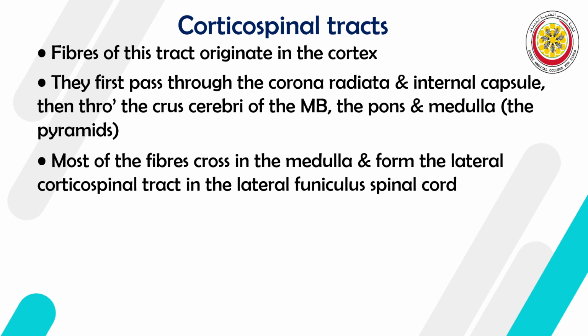Now, the genu and posterior limb are mostly descending: corticospinal and corticobulbar, all of them coming from the cortex and coming down in the internal capsule, found in the genu and the posterior limb of the internal capsule. And then they all go down through the crus or the crura cerebri of the midbrain. So from the internal capsule, they collect and pass through the midbrain. Where? In the crus cerebri, in the peduncle.